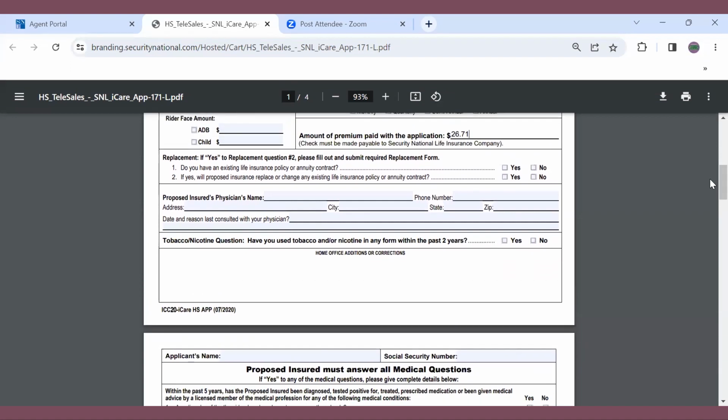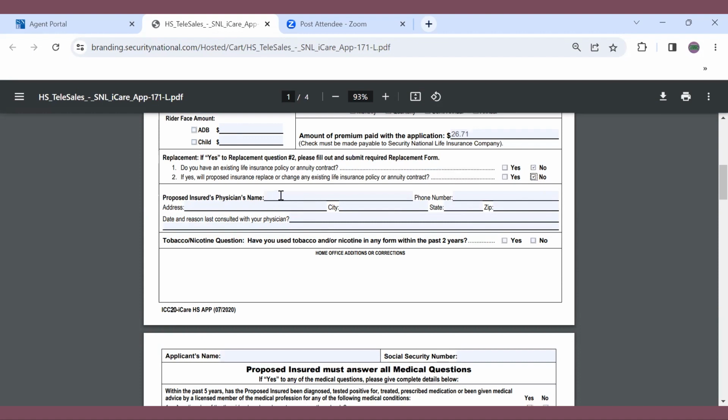Next question that is often missed is the replacement question. So make sure that you mark no, that he is not replacing it. And for this example, we'll say no, he doesn't have any existing insurance either. So both questions will be answered no. Next, we have our proposed insured physician's name.